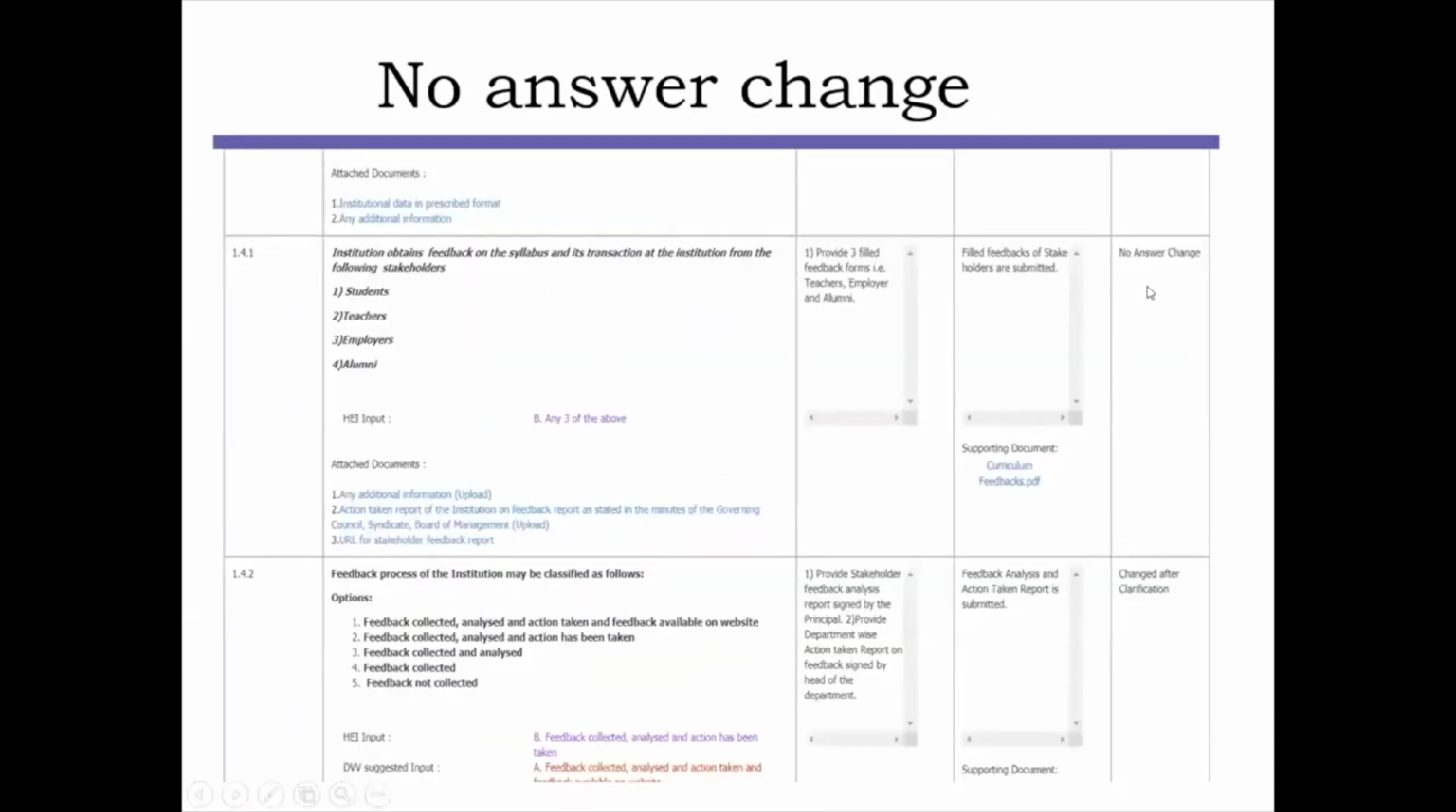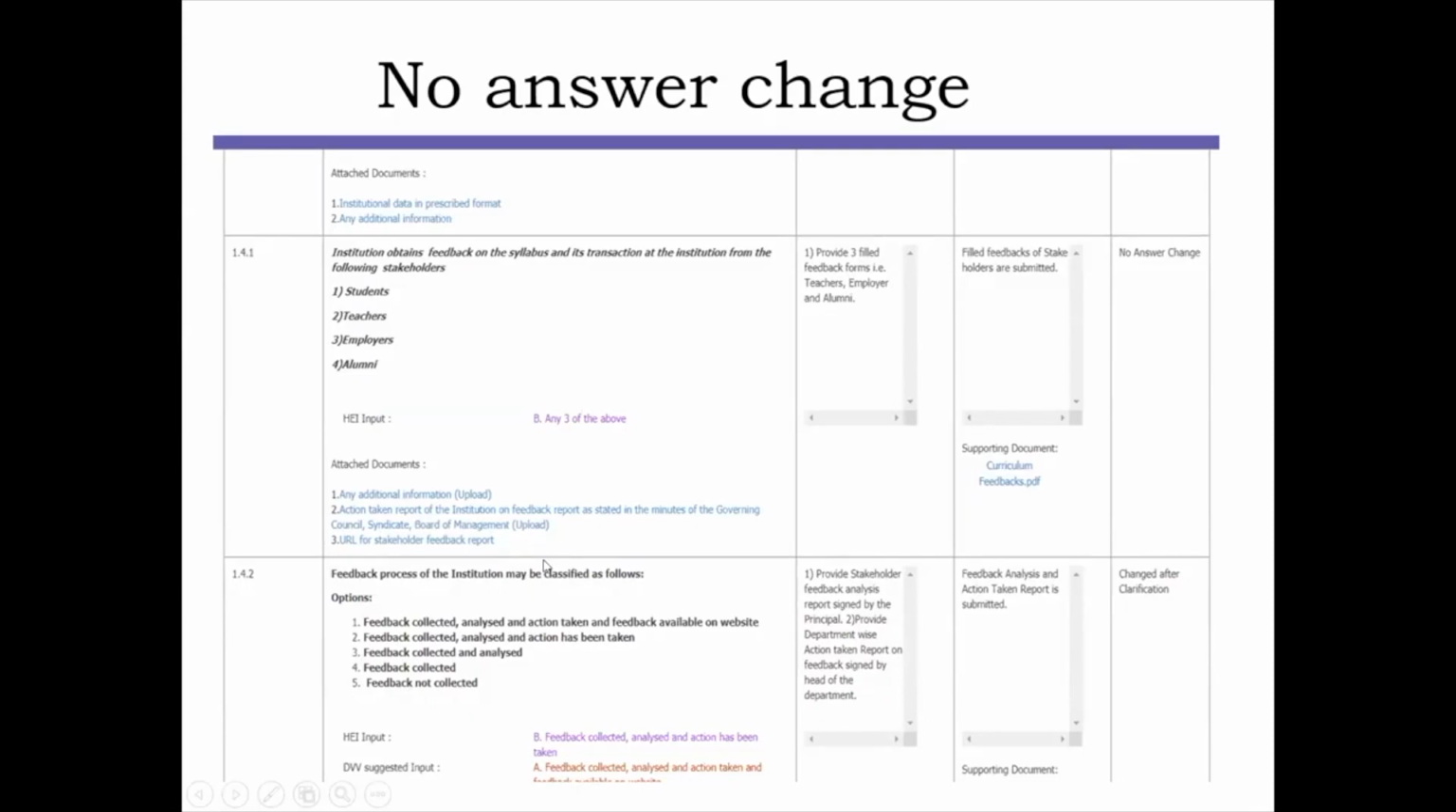This is an example of no answer change. "Any three" was the supporting input by the institution. They uploaded, if you see in the supporting documents, three filled feedback forms. The institution had filled it up, the partner might have gone through it, and other supporting documents are also here. So on the basis of these supporting documents, the input is considered final. That means no answer change.